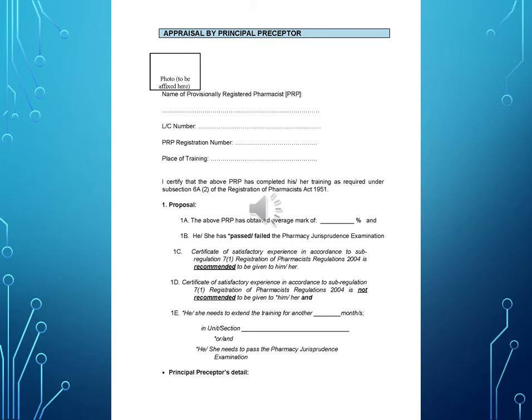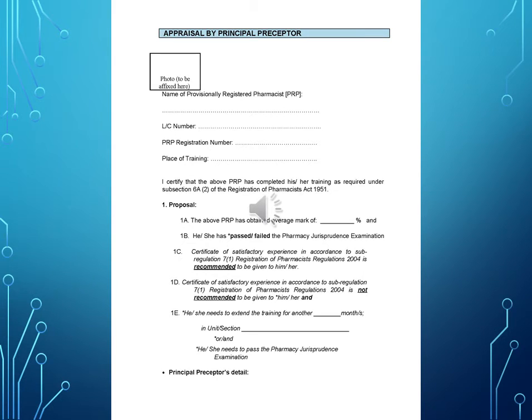Proposal. 1A. The above PRP has obtained an average mark of % in 1B. He/she has passed/failed the pharmacy jurisprudence examination. 1C. Certificate of satisfactory experience in accordance to Sub-Regulation 7(1), Registration of Pharmacists Regulations 2004, is recommended to be given to him/her. 1D. Certificate of Satisfactory Experience in accordance to Sub-Regulation 7(1), Registration of Pharmacists Regulations 2004, is not recommended to be given to *him/her.